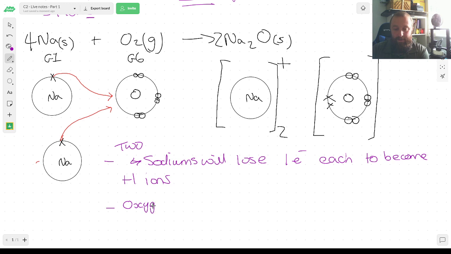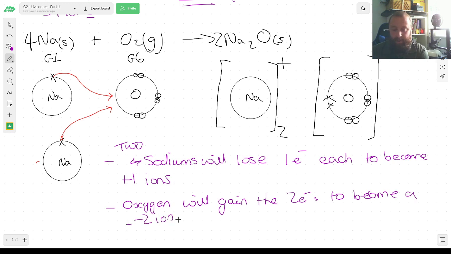Oxygen will gain the 2 electrons to become a -2 ion. Yeah, it's exactly the same format. I haven't changed anything. It's still 2 bullet points, but there's a lot of information going in here for the exams. We've got the number of atoms, we've got the charges, we've got the number of electrons, we've got where the electron's going, but I'm still only using 2 bullet points. If we're having to write paragraphs and paragraphs to get the marks on these, we're doing something wrong.